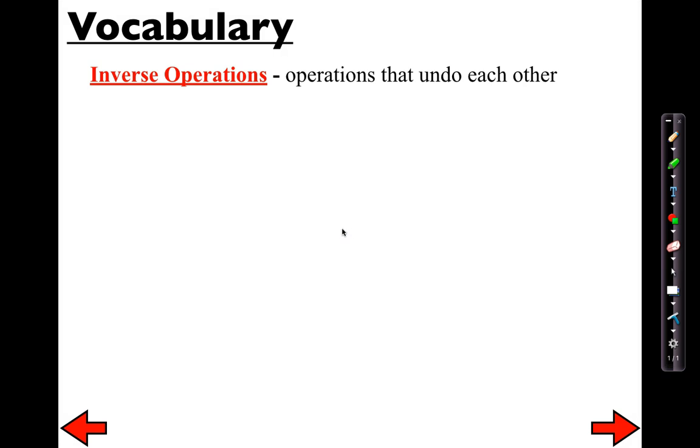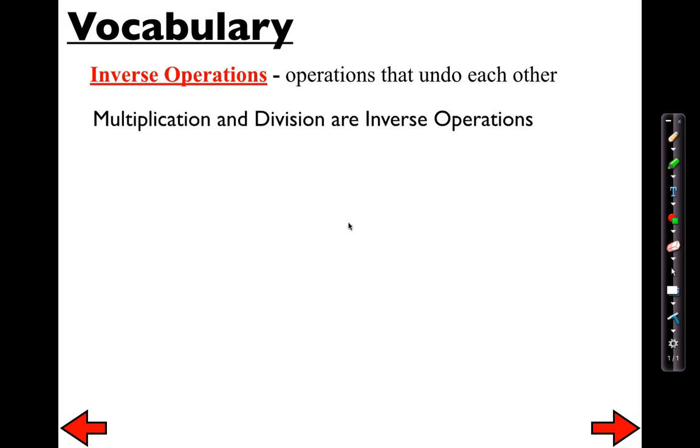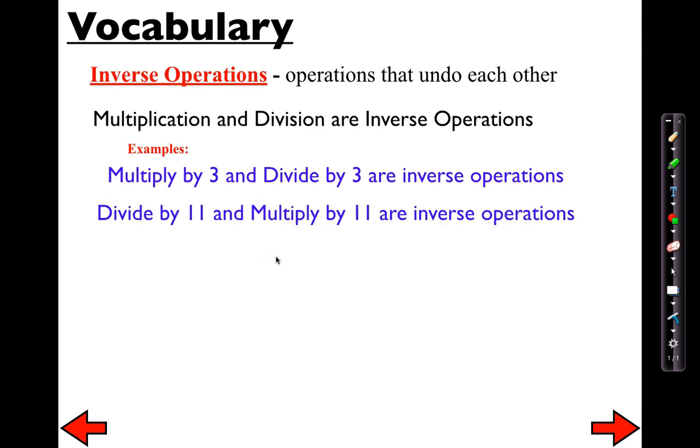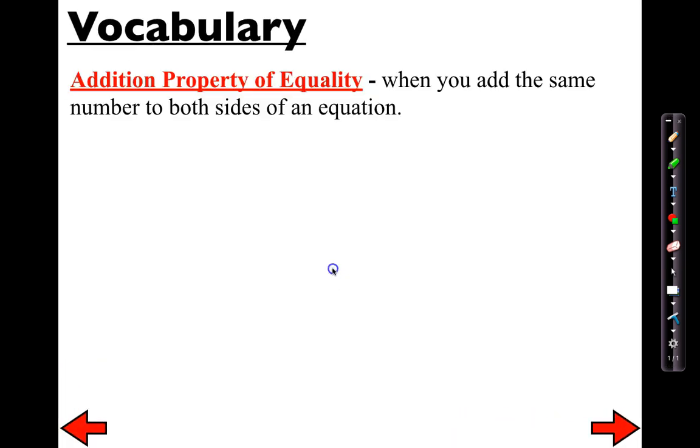Some more inverse operations that undo each other would be multiplication and division. Those are inverse operations. So an example might be multiplying by 3 and then dividing by 3. It undoes itself. Or divide by 11 and then multiply by 11. Again, it undoes itself, so that's considered an inverse operation.